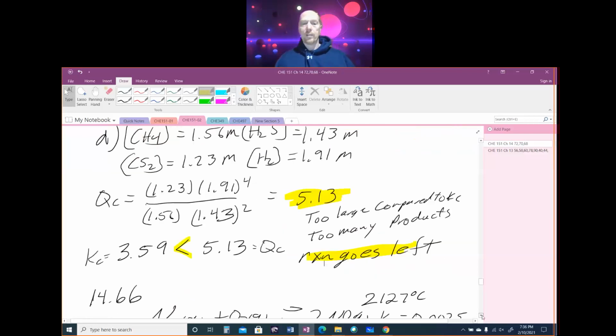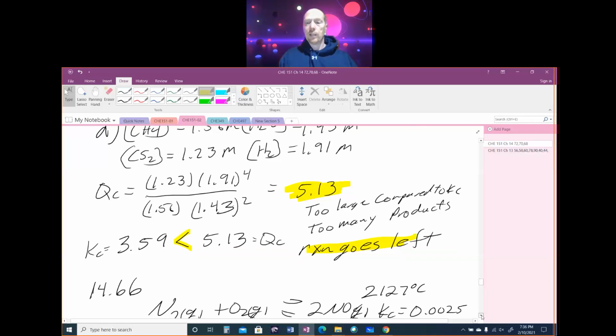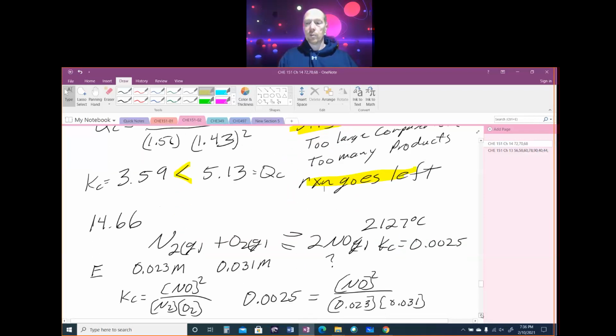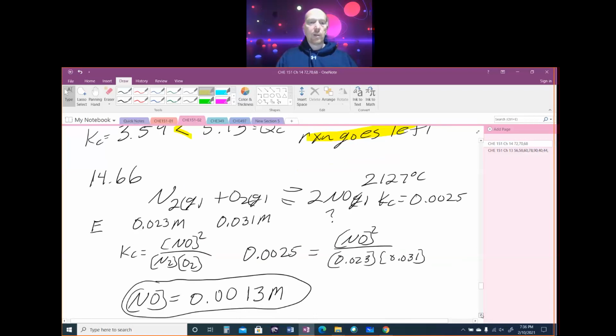I would look at the Qc and what it is going to end up being, a Kc. What does it have to do? It has to get smaller. That means we need less products, more reactants, goes to the left. All right.